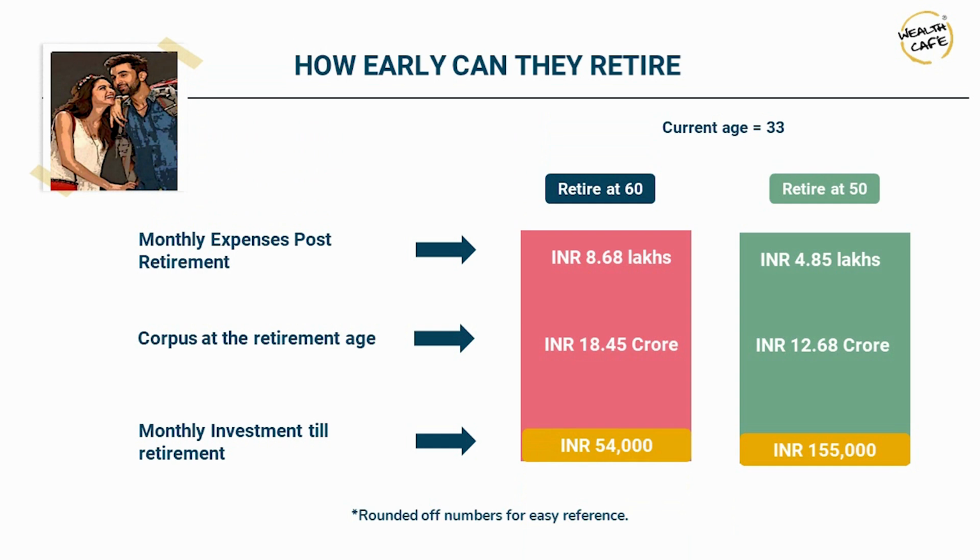But since Tara and Ved have a much higher monthly surplus and they do not have any other goal for which they want to put aside money, they rework their retirement goal and realize that if they target to retire at the age of 50, they can do so by putting aside an amount of 1.55 lakhs each month towards their retirement goal, and at the age of 50, they can retire with a corpus of 12.68 crores.